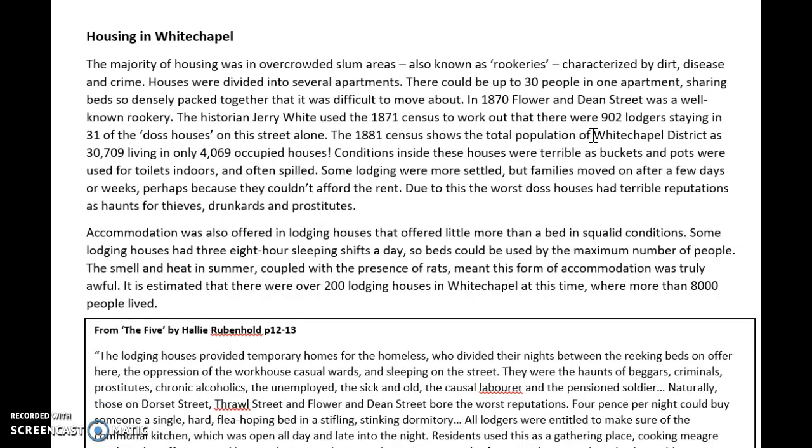This leads us on to housing in Whitechapel. So we know from what we've read that the housing was awful, but what we are coming to learn is what the different types of housing there were. So what I would like you to now do is please pause the video and read the first two paragraphs of this section on housing in Whitechapel and the differences between rookeries and lodging houses.